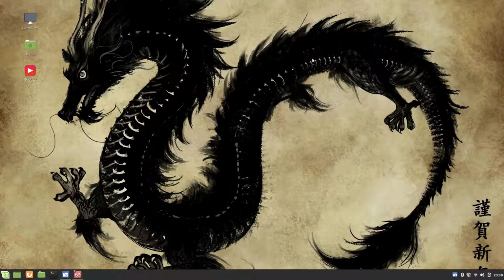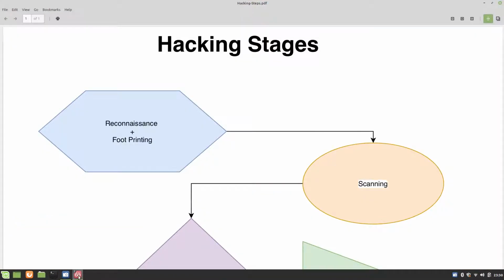Today we are going to look at two things mainly. Number one is hacking stages and second is reconnaissance and footprinting. So without further ado, let's start.